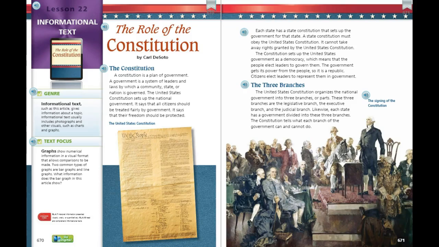All right. It's time to compare texts. You are going to read The Role of the Constitution. This is an informational text. It has graphs in it. That is the text focus. You can read about informational text and graphs on page 670 in your student book, and you can look for those things in the story.